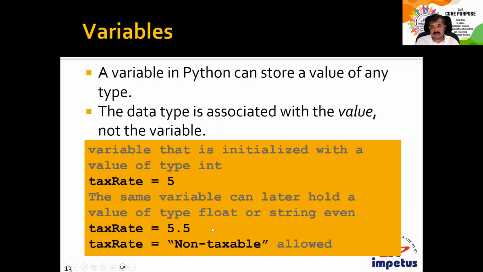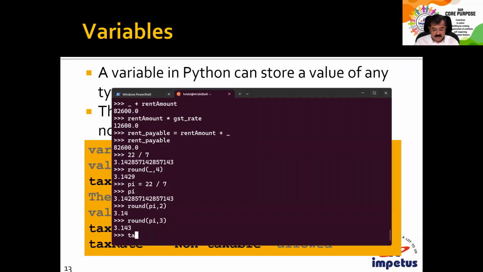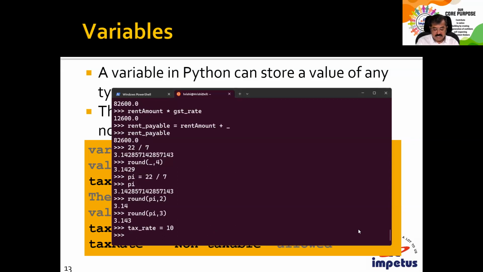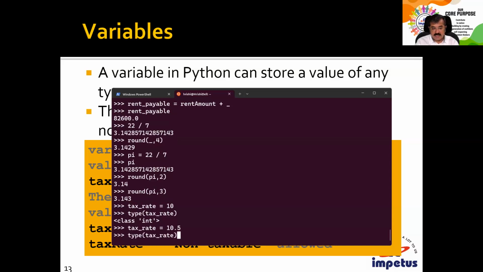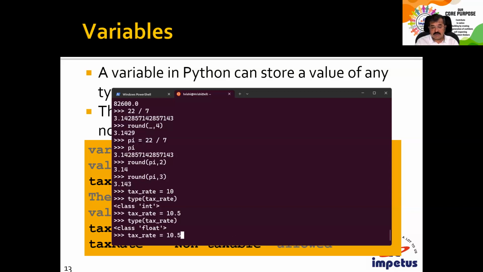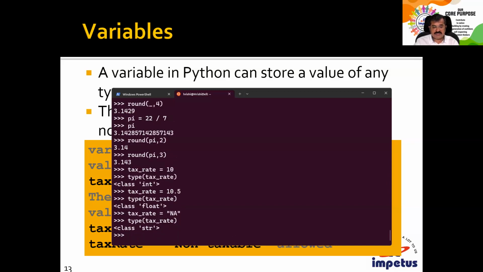Let's check it out. Here we go. I say tax rate is equal to 10. So I say type of tax rate, कितना integer है बाबा? Now tax rate था 10.5. Now if I say it's even float. तो नहीं, tax rate था not applicable, NA. अब इसका type देखते हैं तो it becomes string.